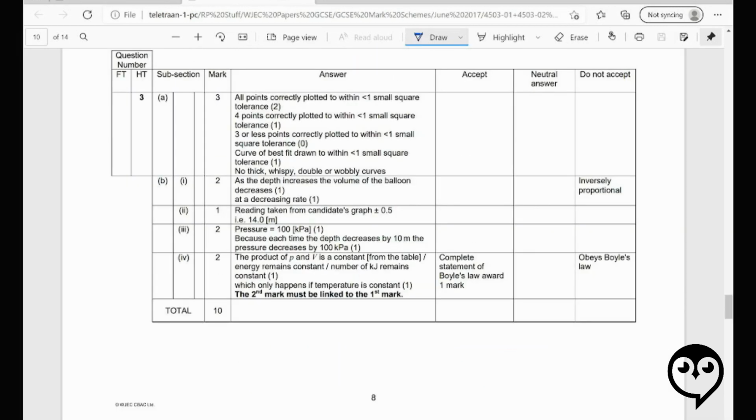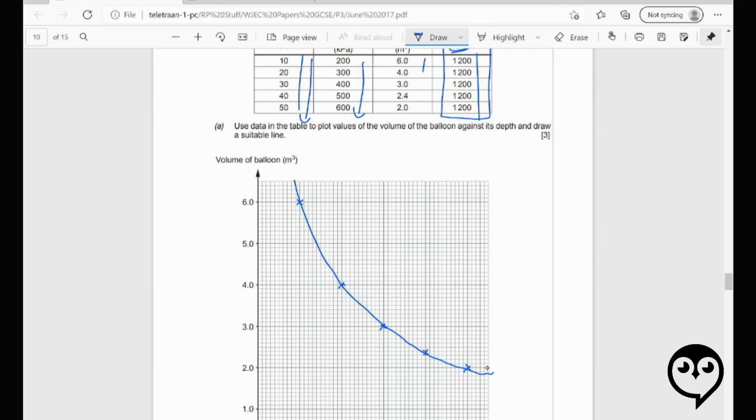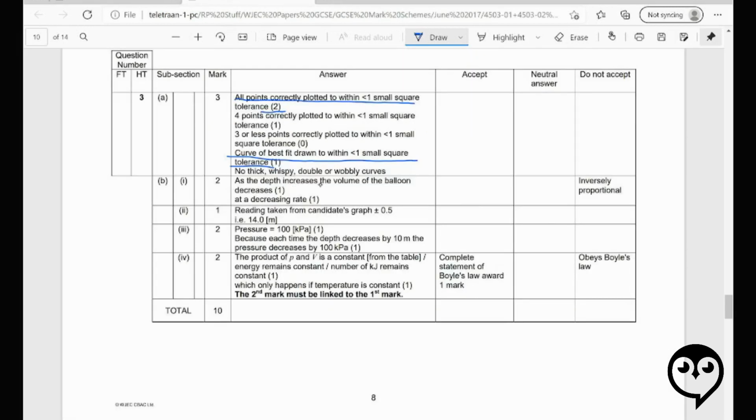Okay, and so here for the marks, you get 2 marks for all points plotted correctly, and then you get a best fitting curve, which is 1 mark, and no thick, wispy, double, or wobbly curves. I want to point out that when I drew this, I find it easy to start down here and move your hand away, and I did it in one smooth curve. Don't leave double lines. Don't do any sketching like this, okay? You're not in art class. Connect those points. As the depth increases, the volume of the balloon decreases at a decreasing rate.